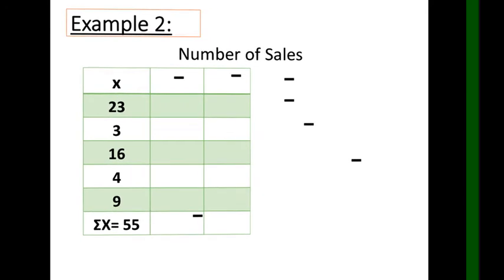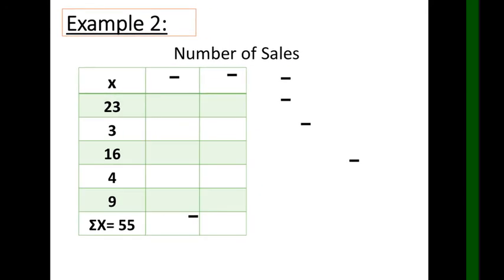Another example, these are the number of sales given in example 2 of the range. So we have the items 23, 3, 16, 4, and 9. And the summation or the total of the items is equal to 55. To get the mean, we have mean equals summation of x divided by n, 55 divided by 5. 5 is the total number of items.